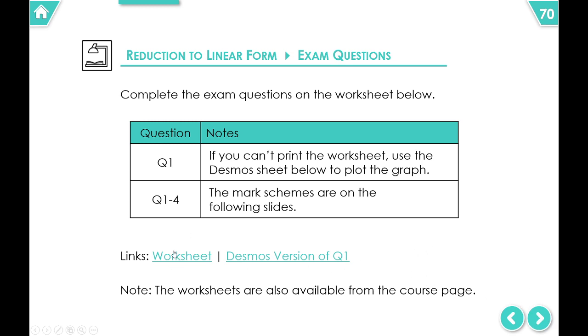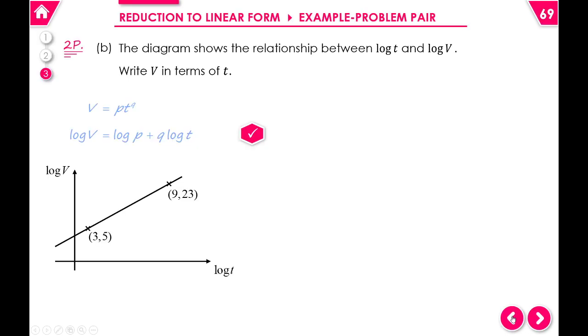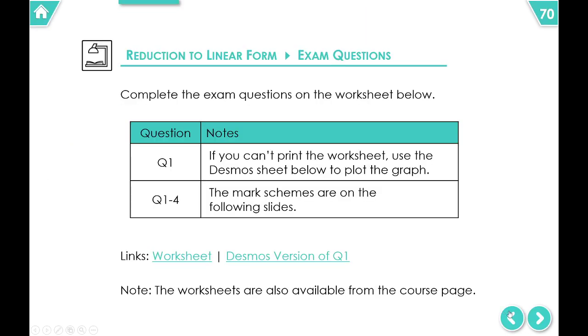So the worksheet, there's a link in the PowerPoint, a link on the course page, you can get to it wherever you want. Question 1 requires you to plot a graph. So if you're having a go at question 1 and you haven't got graph paper, there's a Desmos version of the graph that you can have a go at there. Questions 2 to 4 are similar to the ones I've just done, so you don't need any graph paper for those. You could have a go at those without drawing a graph. So all of the answers are on the slides that follow. They're all mark schemes rather than written solutions for these ones. So once you've finished question 2p, have a bash at those questions.